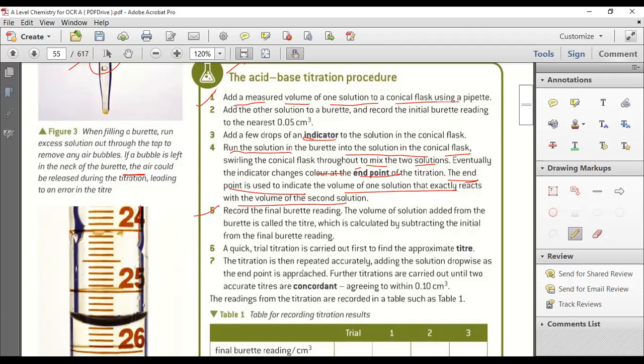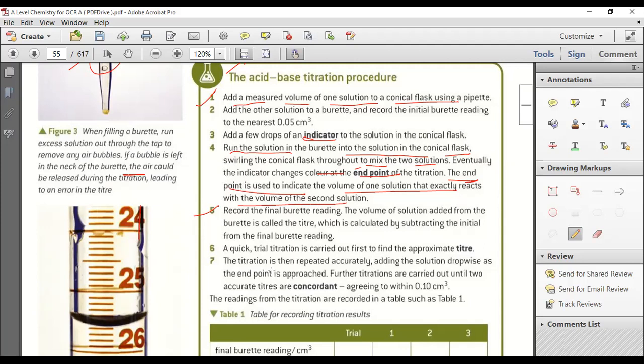So record the final burette reading. The volume of the solution added from the burette is called the titrate, which is calculated by subtracting the initial from the final burette reading. Then we need to see what amount of this particular solution, which is in the beaker, is used in all three cases, and it should be the same. We can take 3 or 4 readings, and mostly there is a little difference between these. Got it clear? Okay, fine.